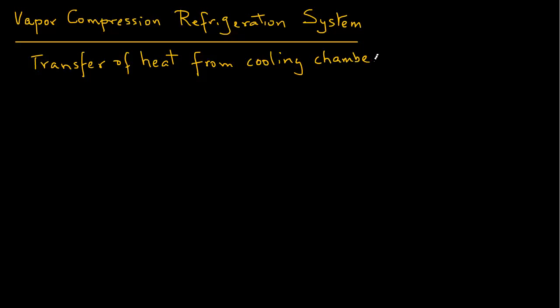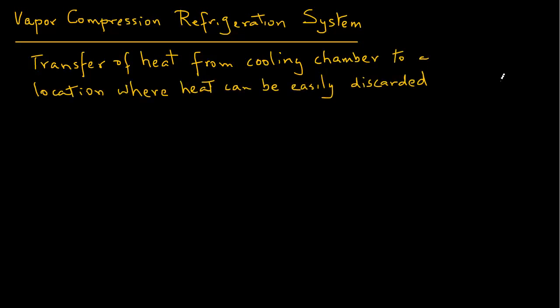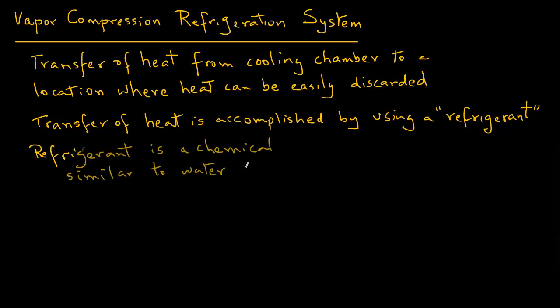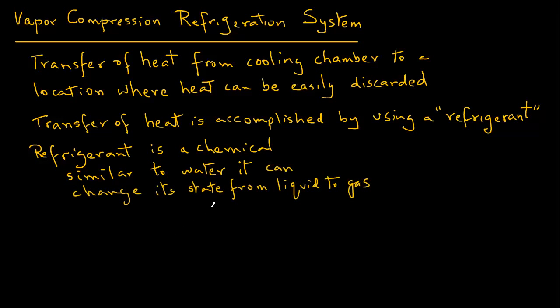Now, this function is common to every type of refrigeration system, whether you are looking at a home refrigerator or a large refrigerated warehouse. Now, this transfer of heat is accomplished by using a refrigerant. Now, refrigerant is a chemical substance. We can actually consider refrigerant to be similar to water. As you know, water can change its state from liquid to gas. So the same thing with the refrigerant.